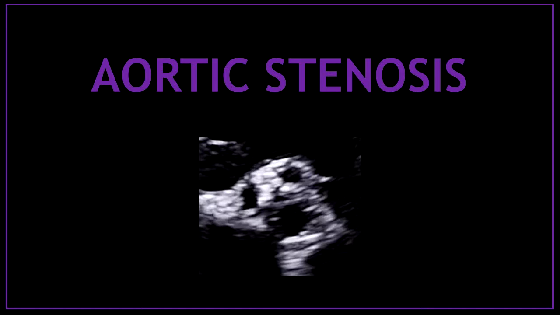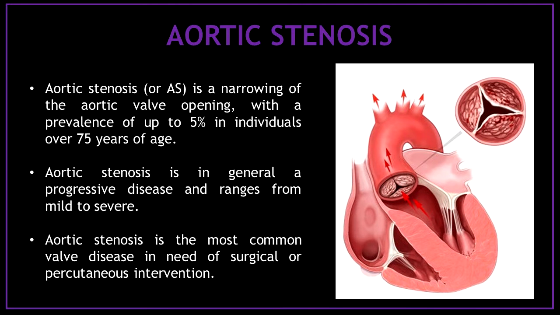So let's start. What is aortic stenosis? Aortic stenosis, or AS, is a narrowing of the aortic valve opening, with a prevalence of up to 5% in individuals over 75 years of age. Aortic stenosis is in general a progressive disease and ranges from mild to severe. Aortic stenosis is the most common valve disease in need of surgical or percutaneous intervention.